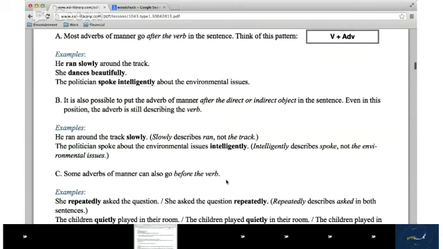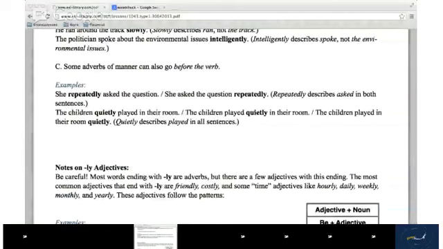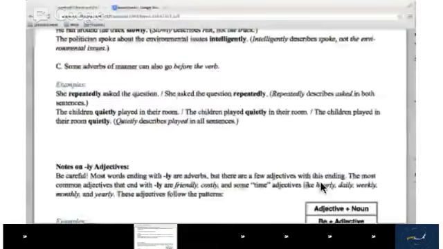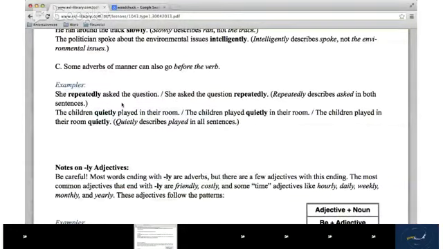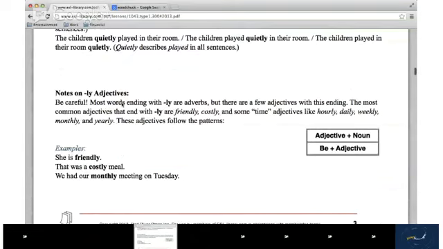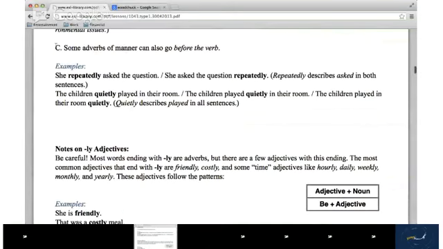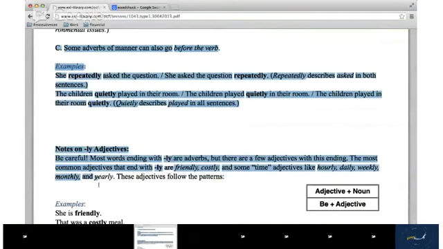So this is C, and let's go to Halwani. Halwani, let me have you read everything about C. Go ahead and read C and read down to the end of the page, please.